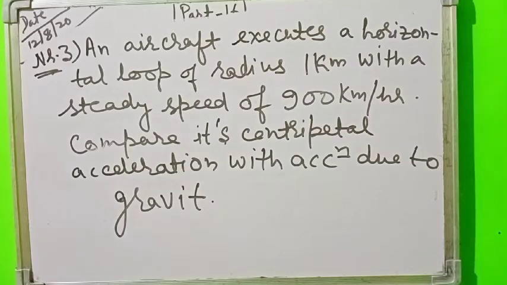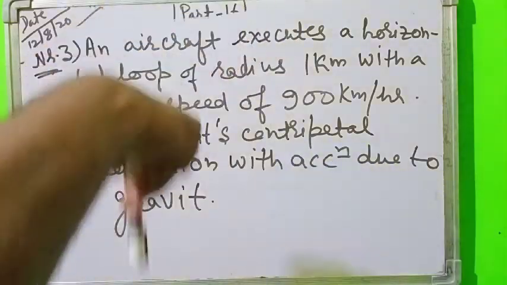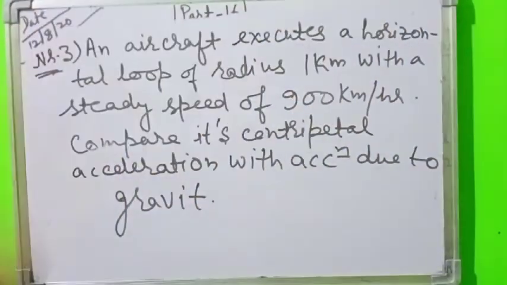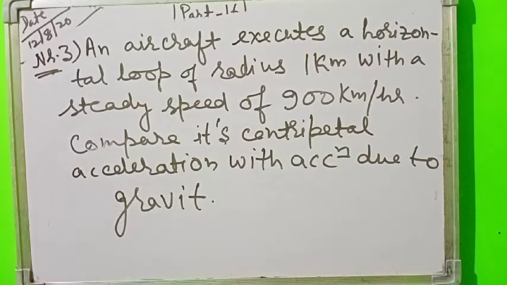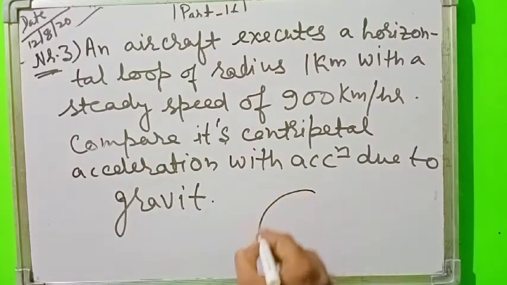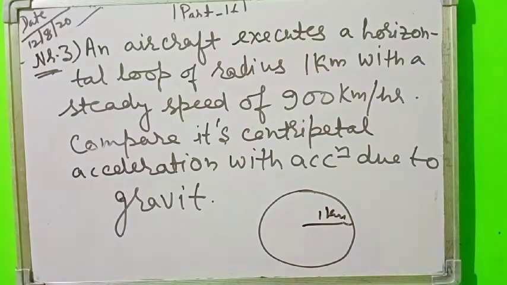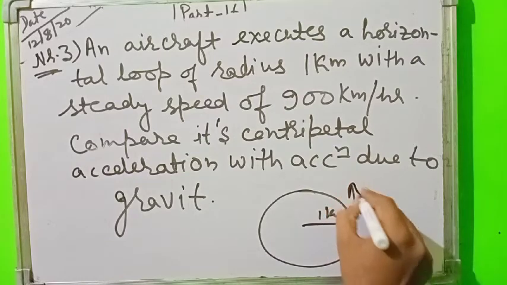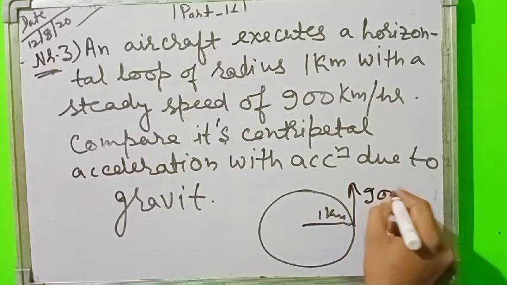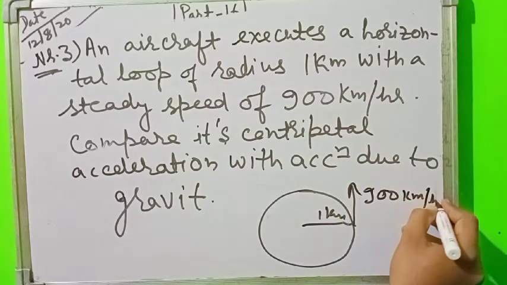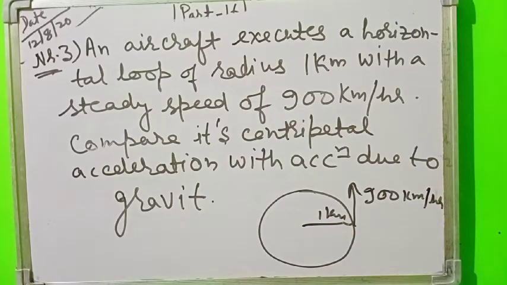Now students, look at the next question. An aircraft executes a horizontal loop of radius 1 kilometer with a steady speed of 900 kilometer per hour. Speed is also given in kilometer per hour, so no need to change to meter per second.